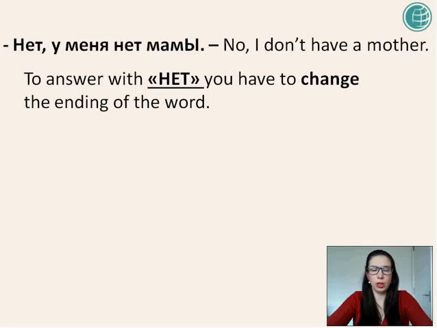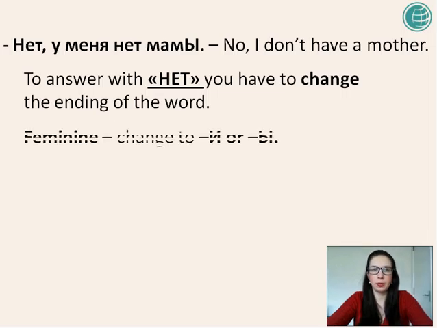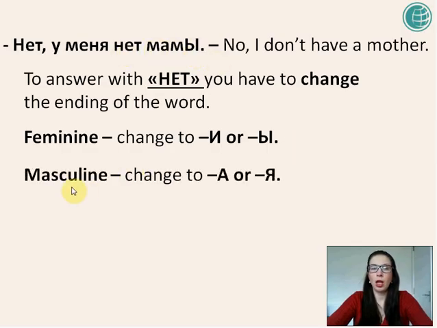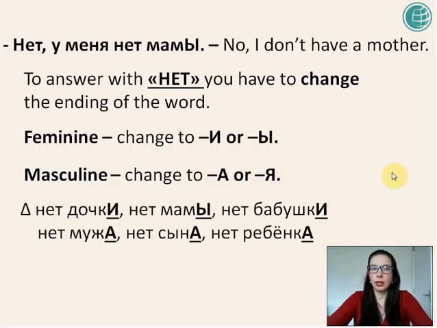I will explain a little bit more, but it's not our topic today. It's a more difficult grammar topic, but let's just clarify it. If this word is feminine, you will change the ending to ы or и. What we have done with the word мамы. It was мама, it's a feminine word, we change it to ы. Нет мамы. And for a masculine noun you will add а or я. Examples.